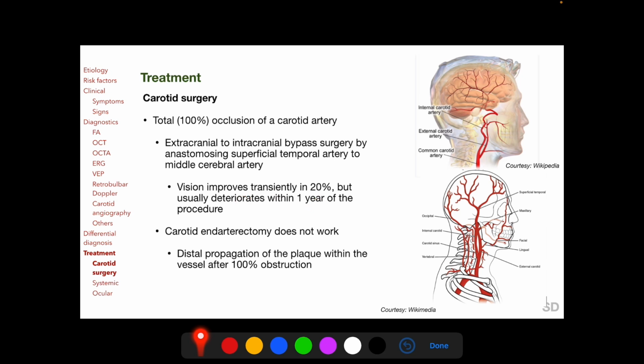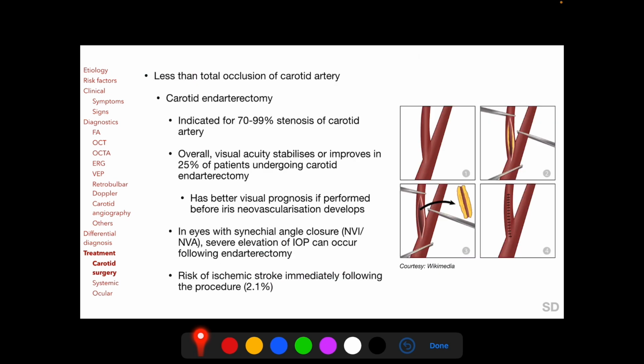Carotid endarterectomy does not work in total or 100% occlusion of the carotid artery, and this is said to be because of distal propagation of the plaque within the carotid artery after 100% obstruction of the vessel. Carotid endarterectomy is the treatment of choice for less than total occlusion of a carotid artery and is indicated for 70 to 99% stenosis of the carotid artery.